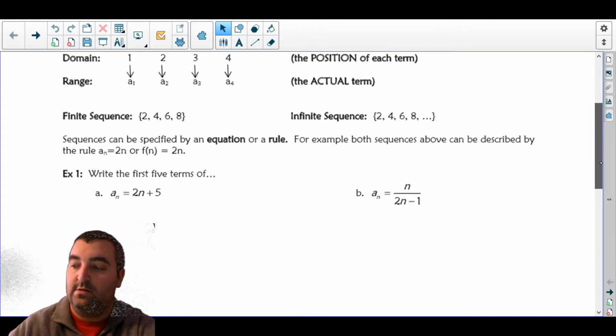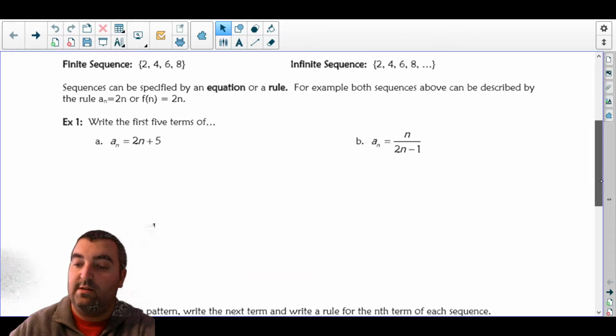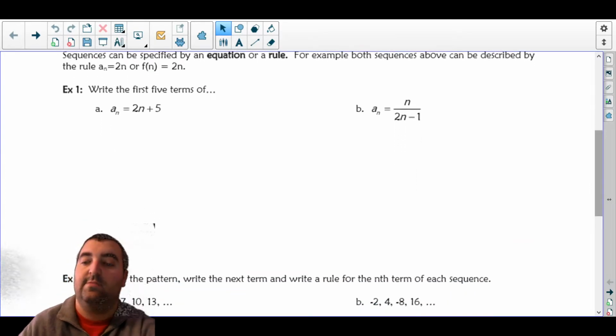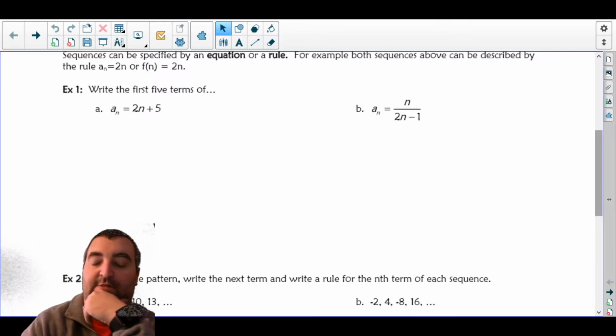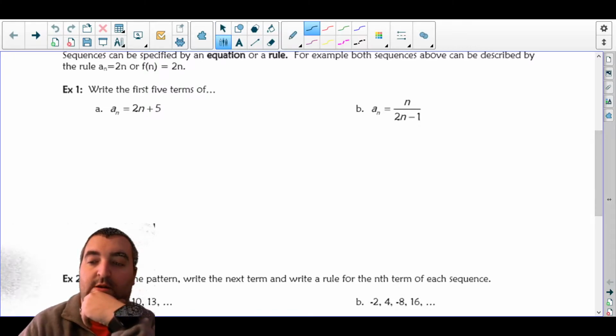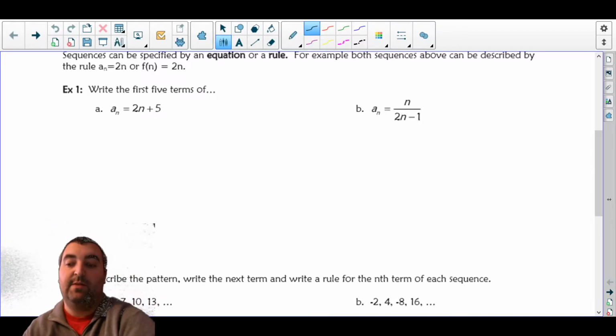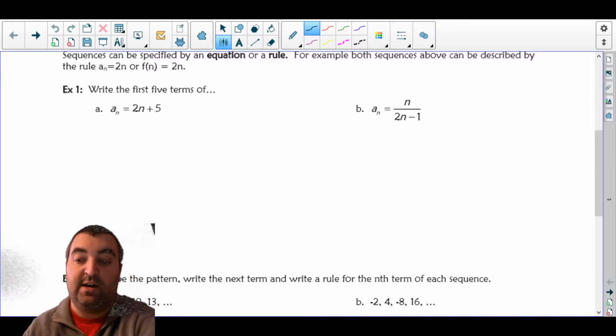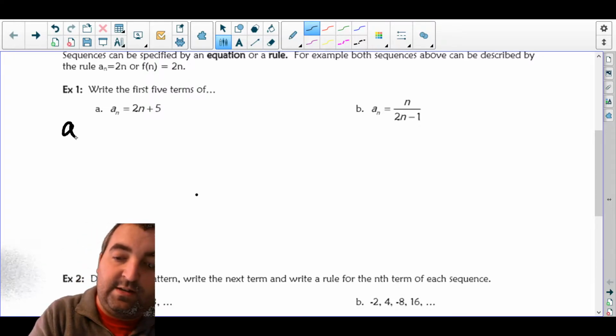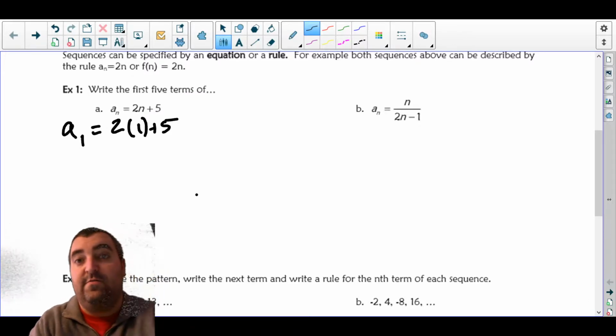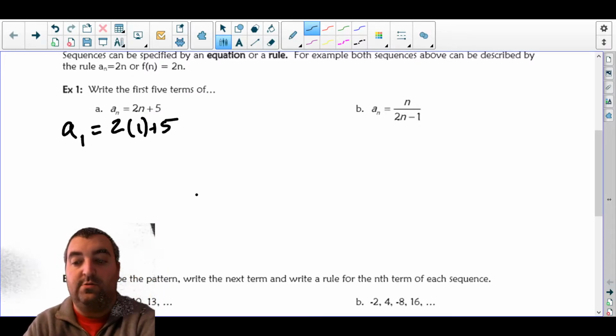So let's scroll down a little bit, so you might not have been able to see that. So here's an example to write the first 5 terms. It says a sub n equals 2n plus 5. So we're going to find a sub 1, which is literally just putting in 1 for n. So 2 times 1 is 2 plus 5 is 7. So there's our first term.